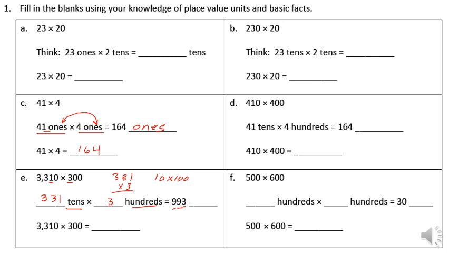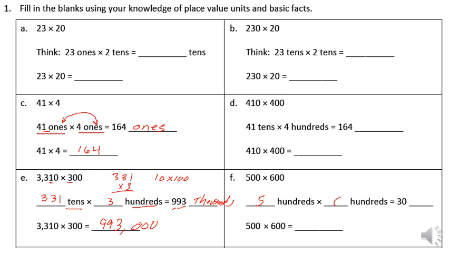But we multiplied tens times hundreds, and that's going to give us thousands, because 10 times 100 is 1,000. So now we know that 3,310 times 300 is going to end up with 993 thousands. So 993 thousands.